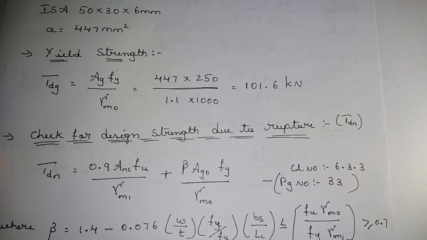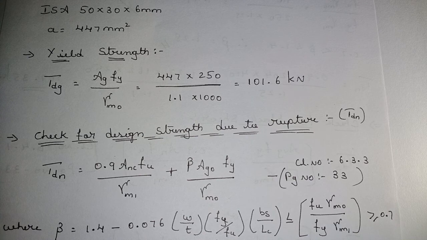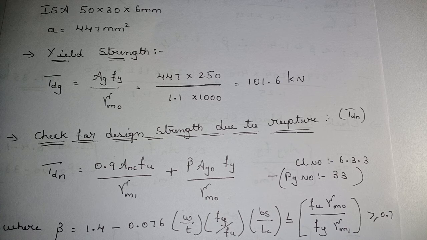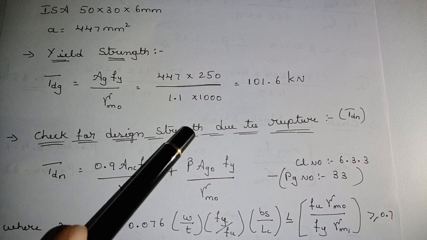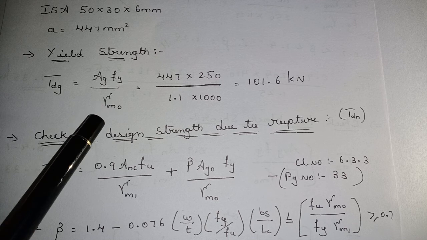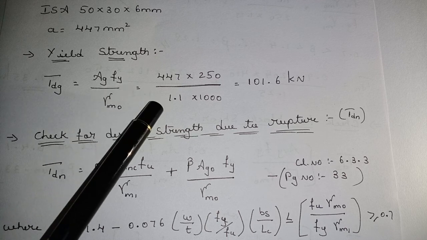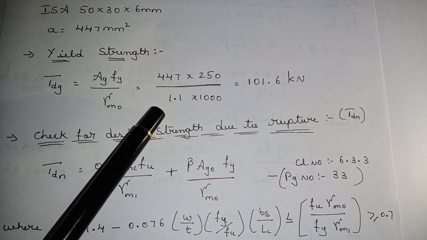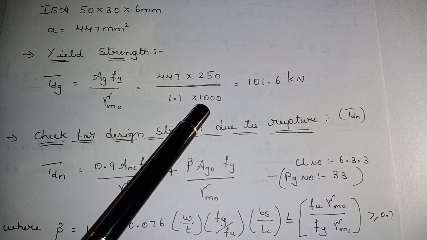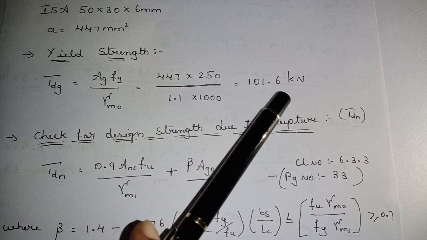Now we'll find it. Ag is nothing but the area you have taken from the steel table, that is the gross area, the overall area. fy you need to assume. I have assumed it as 250. Usually you assume 250 only. Divided by gamma m0, as you know, gamma m0 will be 1.1 and gamma m1 will be 1.25. Gamma m0 will be 1.1, again specified in IS 800. Then multiplied by 1/1000, because I have converted directly to kilonewtons.